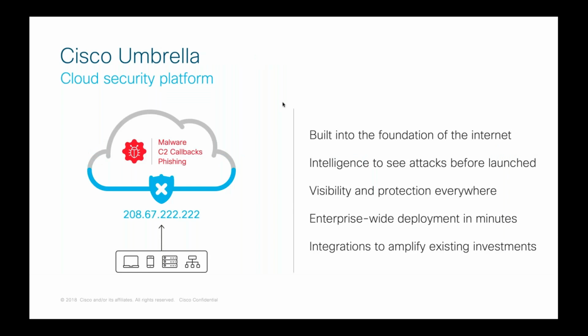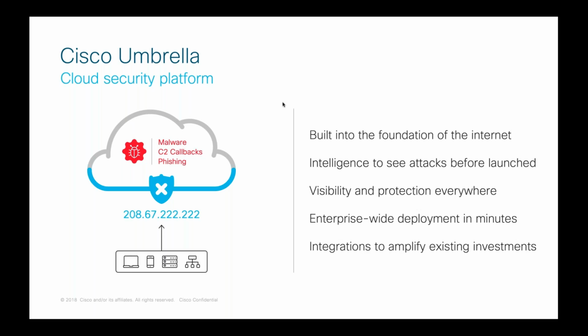So this is really where Umbrella comes in. And if you're familiar with Umbrella, you'll know that it was originally OpenDNS. It's still very much OpenDNS, but OpenDNS was acquired by Cisco 4+ years ago, and we've built a lot on top of that. And Umbrella is really unique and pretty neat, and the platform itself is built into the foundation of the internet. We utilize DNS, which most people refer to as the phone book of the internet.